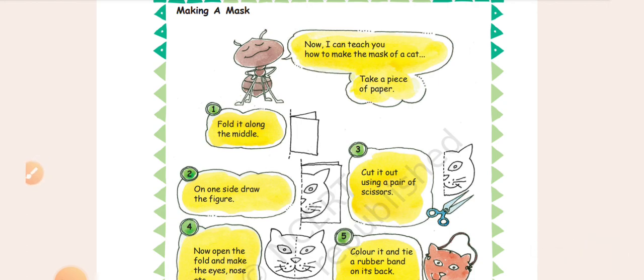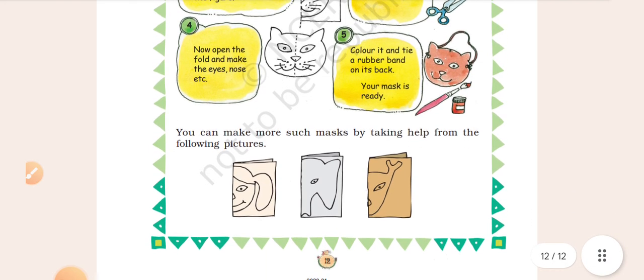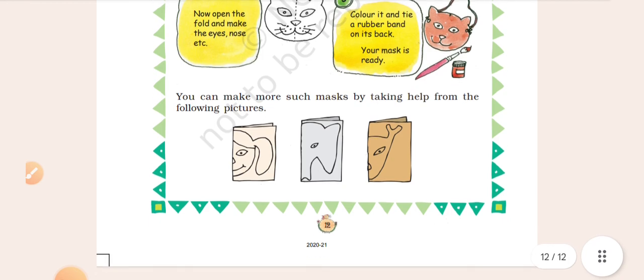Making a mask. Now I can teach you how to make the mask of a cat. Take a piece of paper, fold it along the middle. On one side, draw the figure. Cut it out using a pair of scissors. Now open the fold and make the eyes, nose, etc. Color it and tie a rubber band on its back. Your mask is ready. You can make more masks. Take help from the following pictures: a girl, an elephant, and a deer mask.